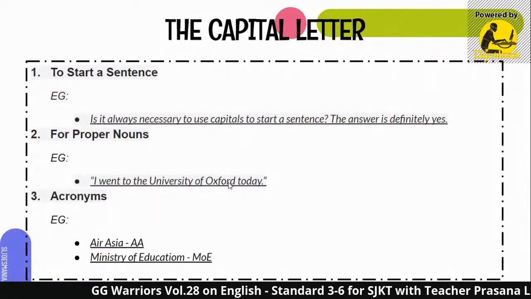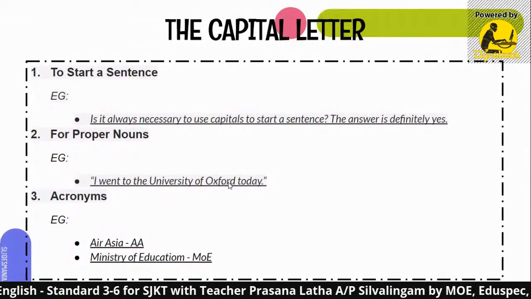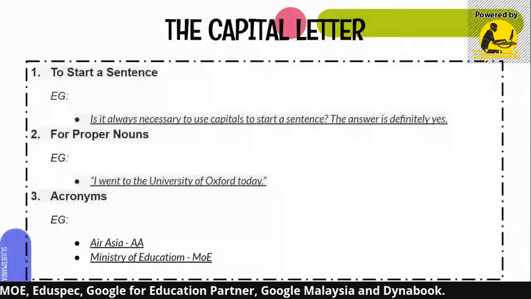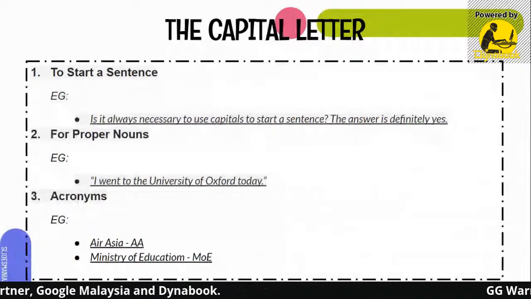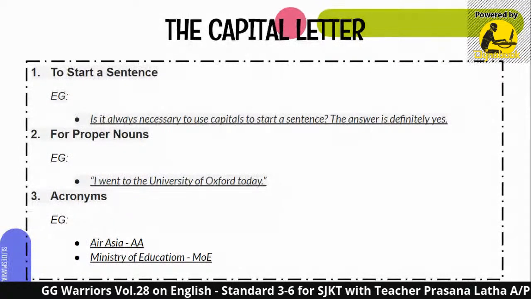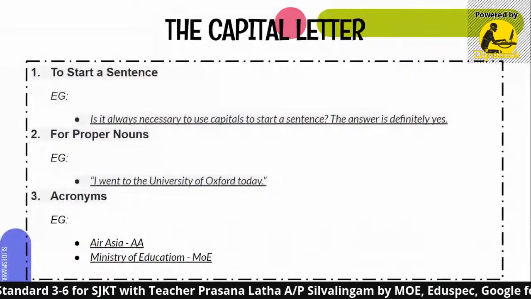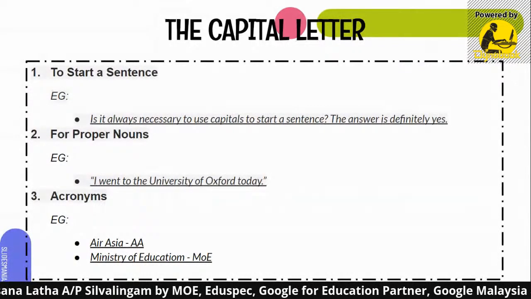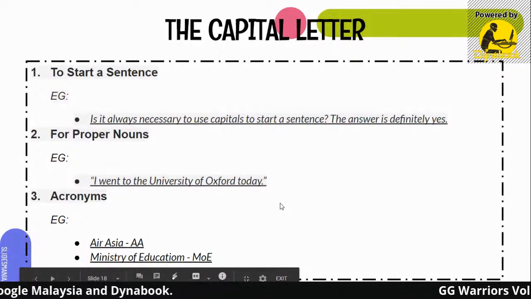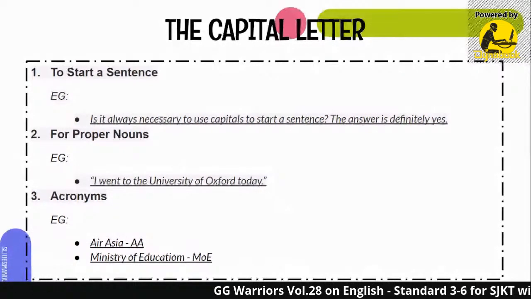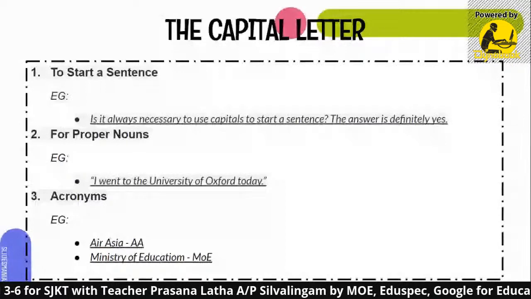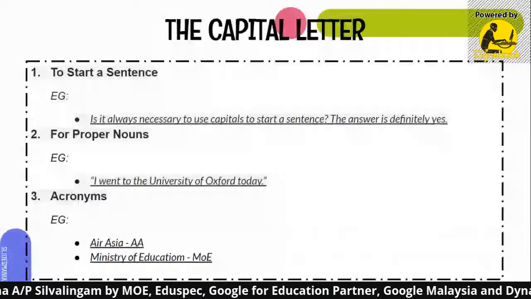So in this sentence, University of Oxford is a proper noun and it's in the middle of a sentence. That means you still have to use a capital letter to indicate that the words are a proper noun. The last one would be acronyms. Acronyms means short forms of certain popular places and services that we know. For example, Air Asia is the full form, but when we are writing something, we would use AA. Next one, Ministry of Education, we would use it as MOE. Manchester United Football Club, we won't be writing the whole thing, but we will just use MUFC.